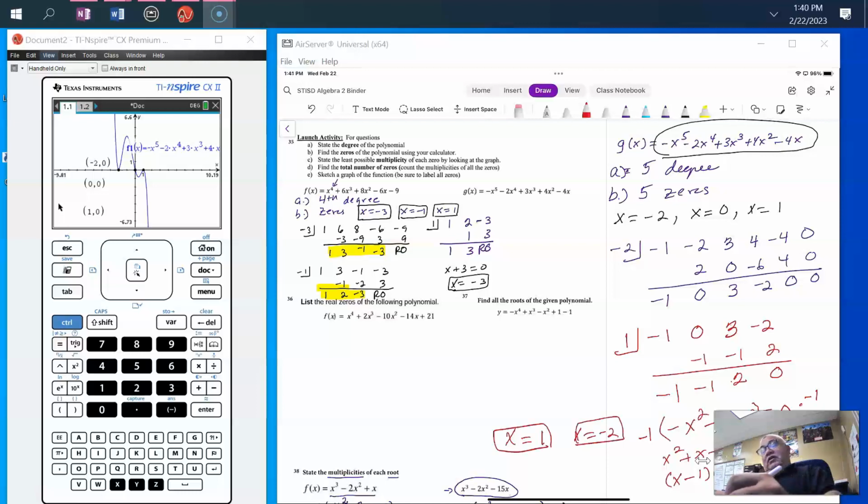And we have 1, and we have negative 2, and we have 1 and negative 2. So 1 and negative 2 are a multiplicity of 2. And x equals 0 is a multiplicity of 1. Kind of a different situation in this problem. So what is repeated? Negative 2 is repeated, and 1 is repeated. So 0 is a multiplicity of 1.